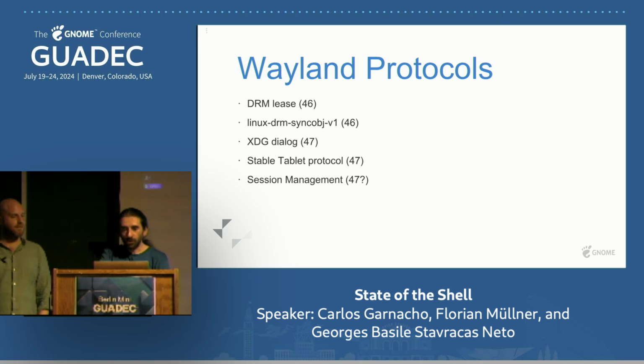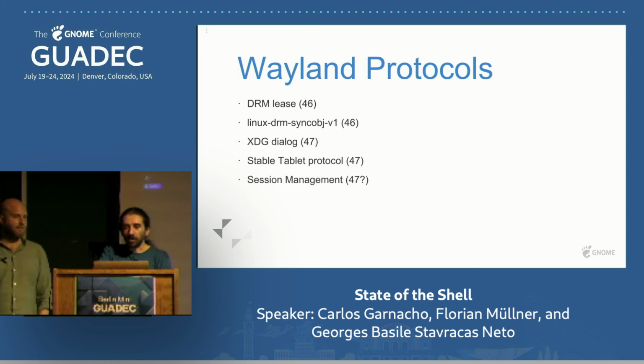And we also got a few Wayland protocol implementations, some on the way, some already landed. We got DRM lease, which was already covered. We got Linux DRM sync object, which is about synchronization, which was also covered before. We got XDG dialog, which is an extension of the private GTK protocol and made actually proper upstream, and we now use that to declare relations between windows.